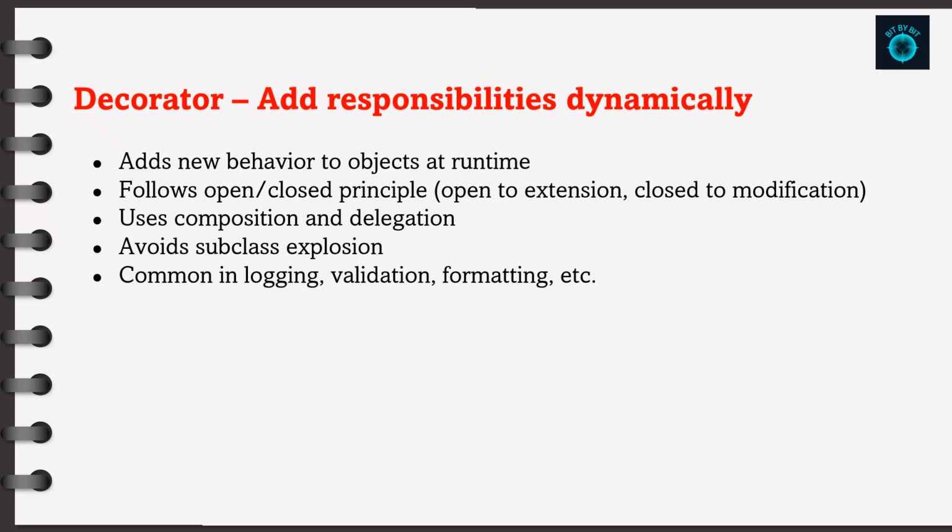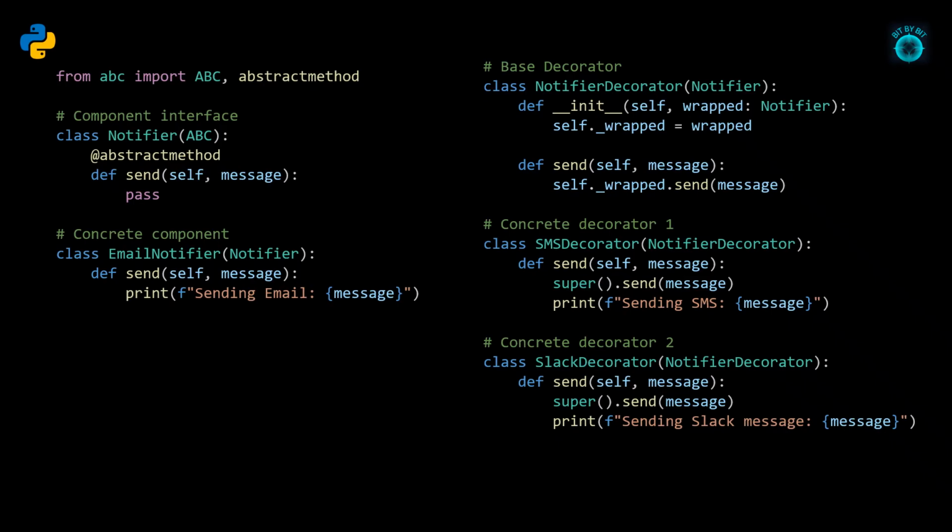The decorator uses composition. It contains an instance of the class it decorates. And it uses delegation, meaning it calls the methods of the original object from inside its own methods. This pattern is common in logging, input validation, access control, and formatting. Let's look at a full Python example that shows how decorators work. In this example, we demonstrate the decorator pattern using a simple notification system.